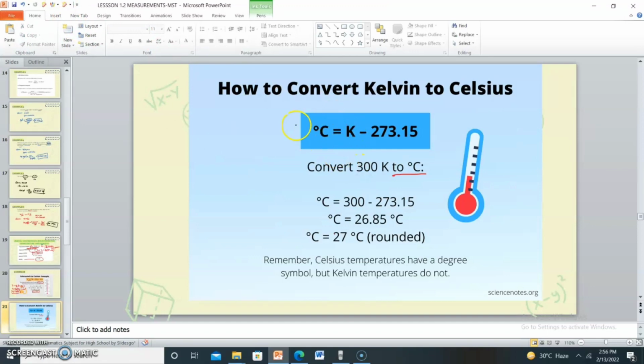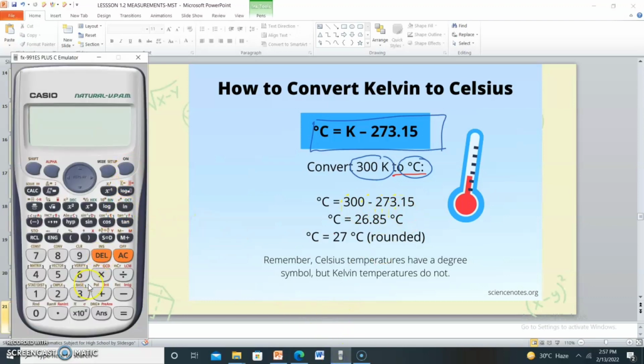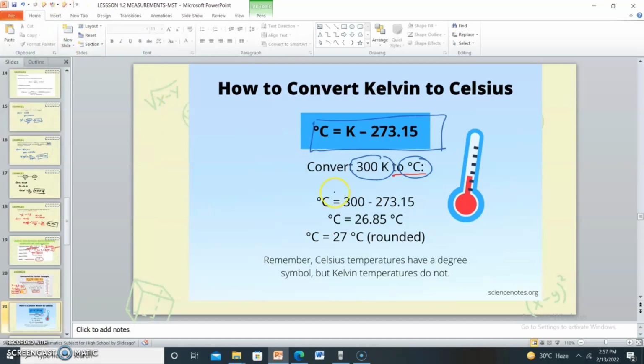Kelvin to Celsius. Celsius equals Kelvin minus 273.15. So, convert 300 Kelvin to Celsius. 300 minus 273.15 is equivalent to 26.85. 26.85 degrees Celsius. If you round it off, that is 27 degrees Celsius.